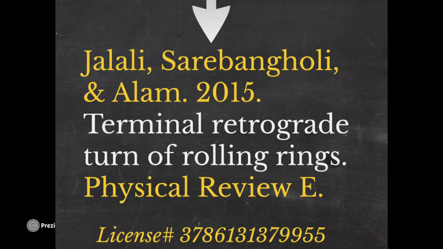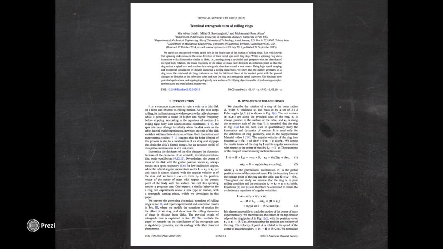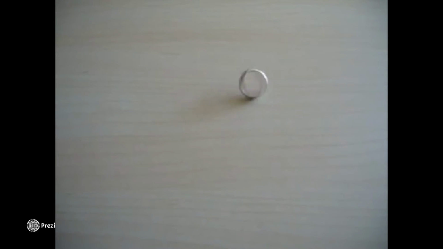So Jalali, Sarebangholi, and Alam. Last year, 2015, "Terminal retrograde turn of rolling rings," published in Physical Review E. This is it. Let's hope that my presentation will be a little more interesting than this dry paper. But the lead author stumbled across this topic when he was just brainstorming and rolling his wedding ring on the table. And it looks something like this.